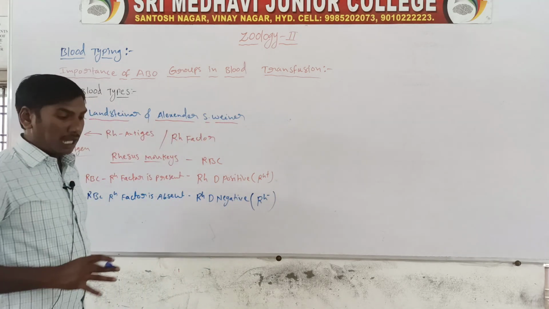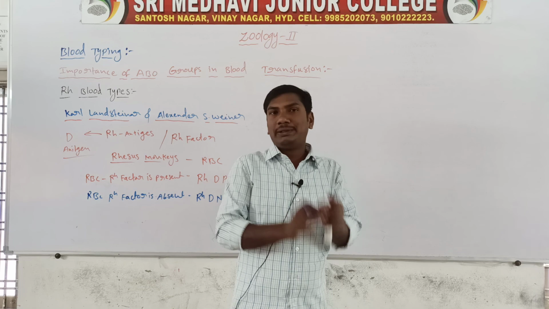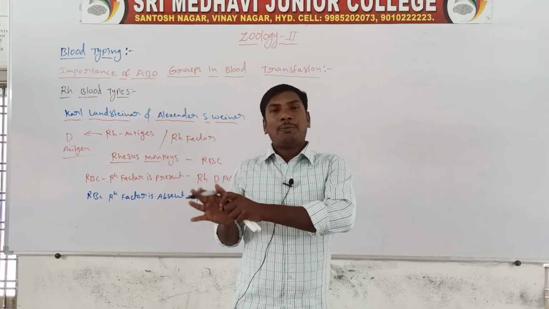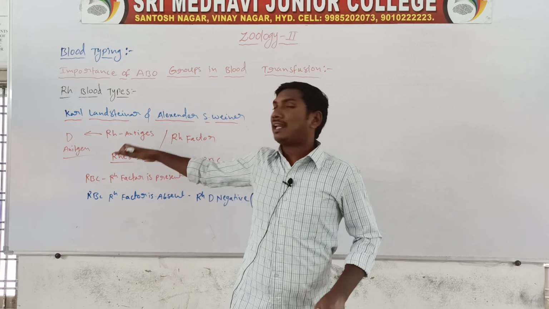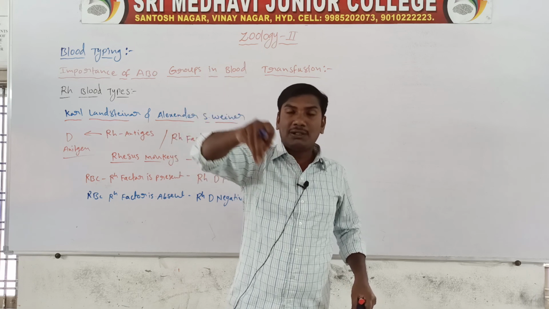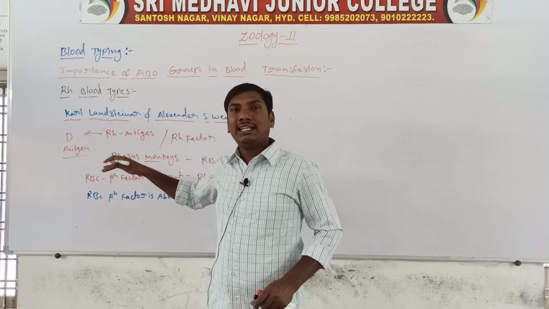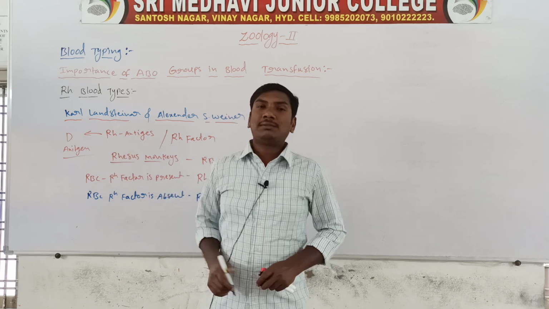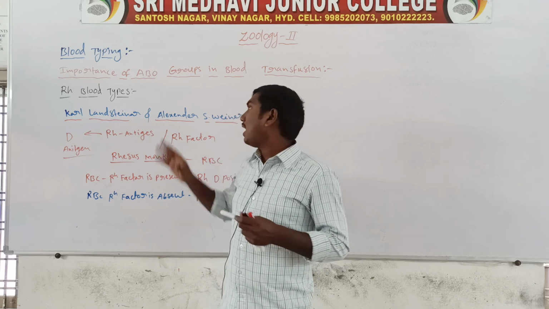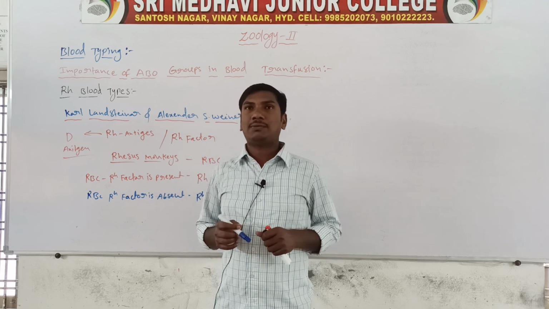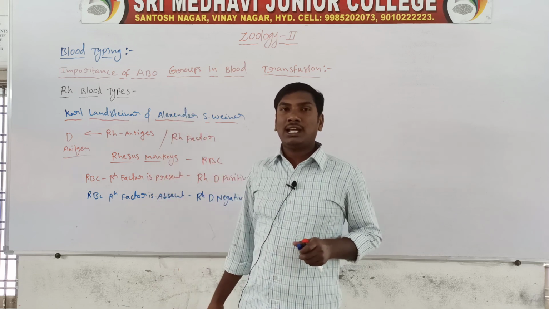So the blood groups are A positive, A negative, B positive, B negative, AB positive, AB negative, O positive and O negative, based on the presence of the RH factor. If the RH factor is present, that person's blood group is called RH positive. If it is absent, that person's blood group is called RH negative. So these are the RH blood types. Next class we will discuss positive and negative blood groups in human beings in depth.